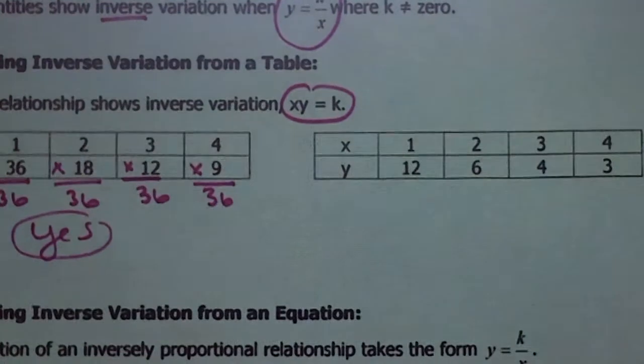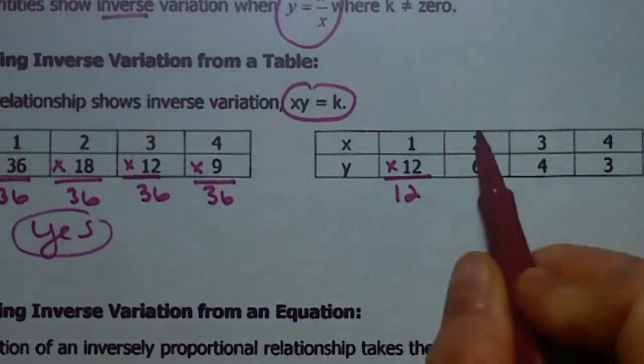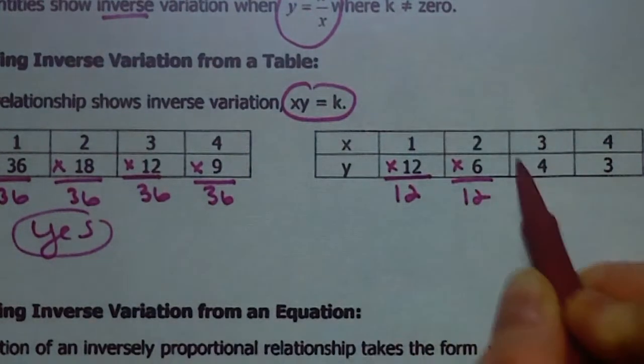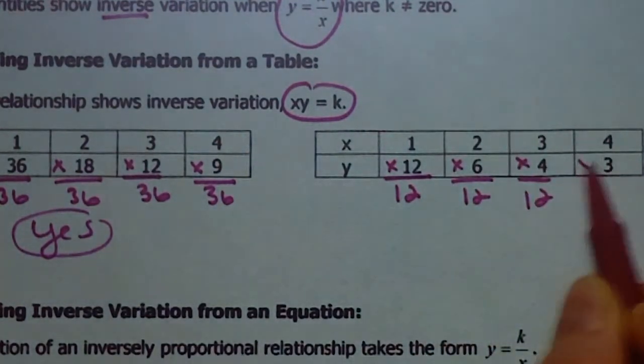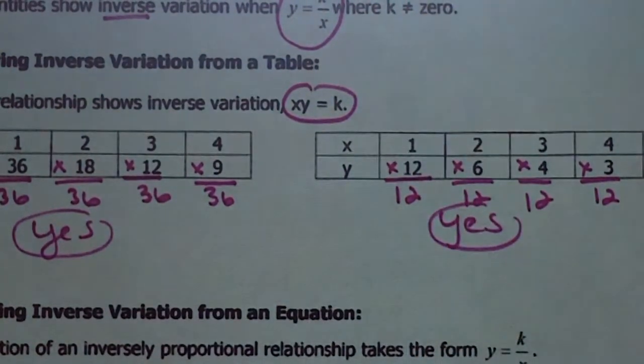Alright, take a look at this one to test it out. 1 times 12, it's 12. 2 times 6 is 12. 3 times 4 is 12. 4 times 3 is 12. This is also a yes.